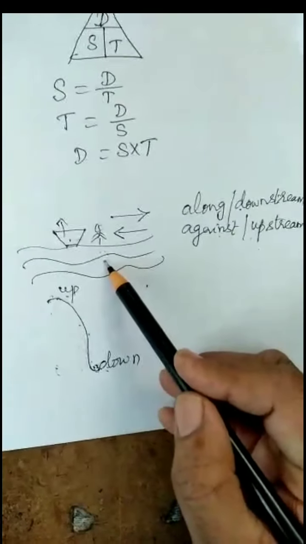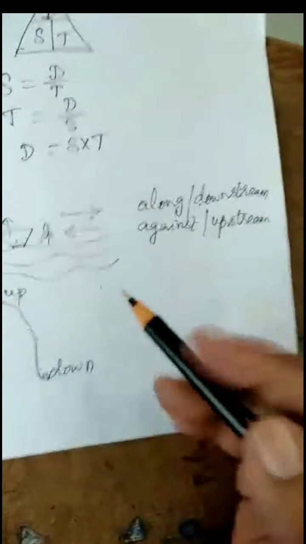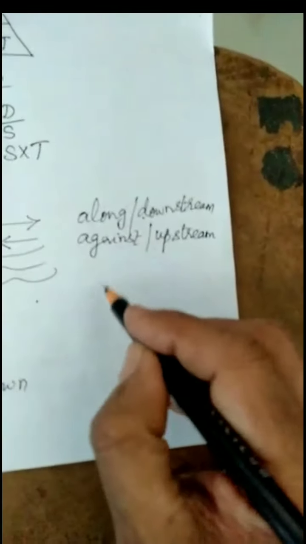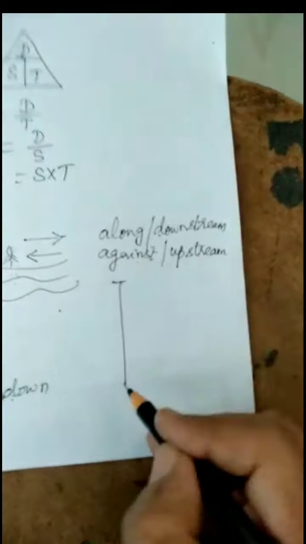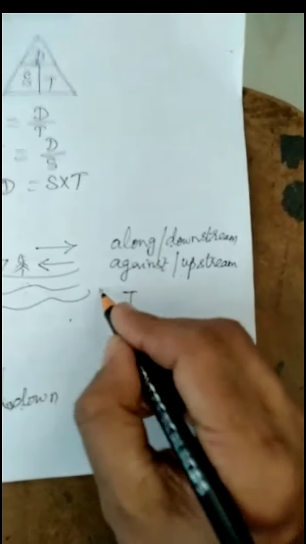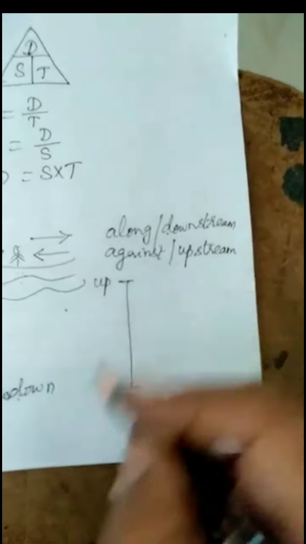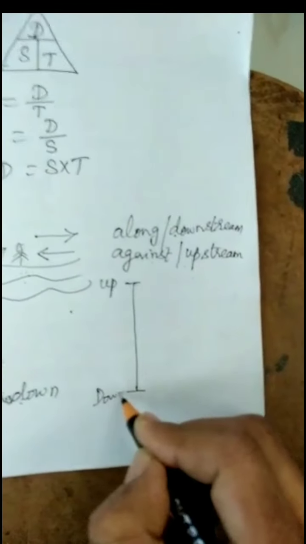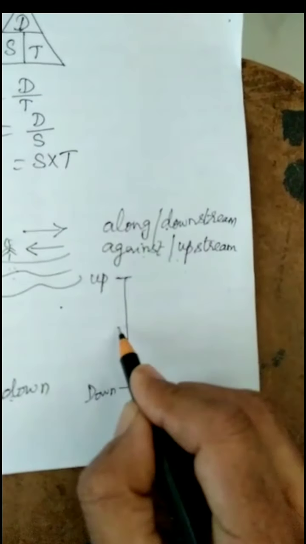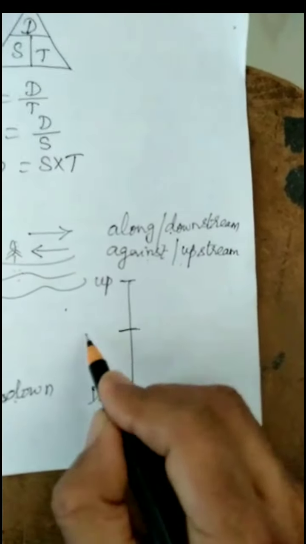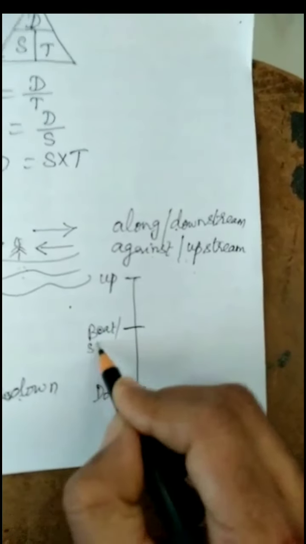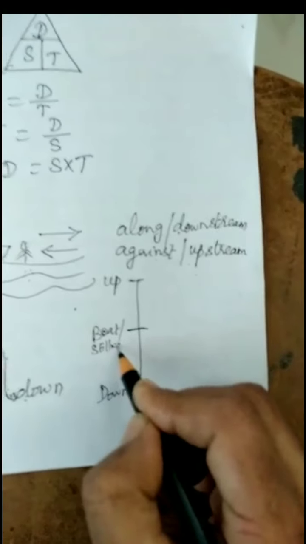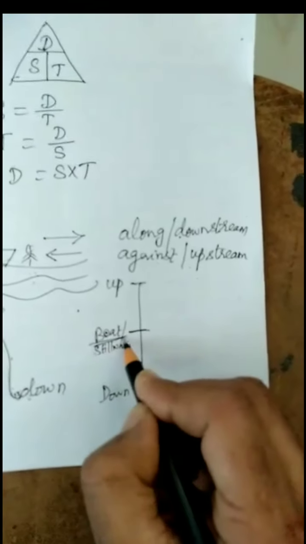We can easily remember this by drawing a picture. Here, you take the water coming from up to down. So this is called upstream and this is called downstream, and this one we can say is the boat or a person or still water. If you remember it as boat, it will become easy.